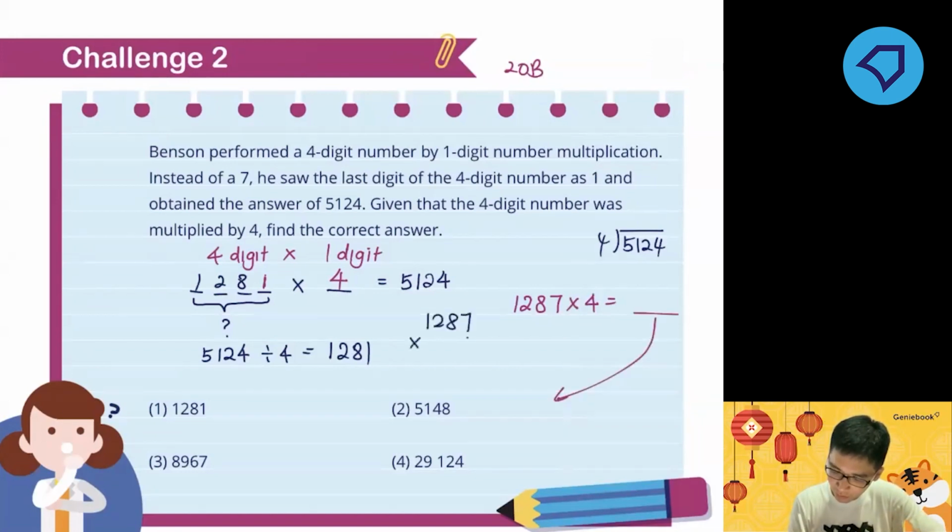1,287 times 4. 7 times 4 is 28. Bring up the 2. 8 times 4 is 32. 32 plus 2, 34. I think the answer is closer and closer already. 2 times 4 is 8. 8 plus 3 is 11. Finally, 1 times 4, 4. 4 plus 1, 5. All right. So, yep, the answer is 5,148.